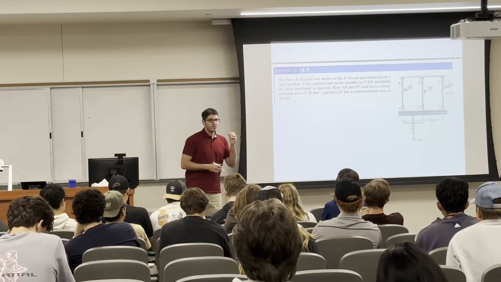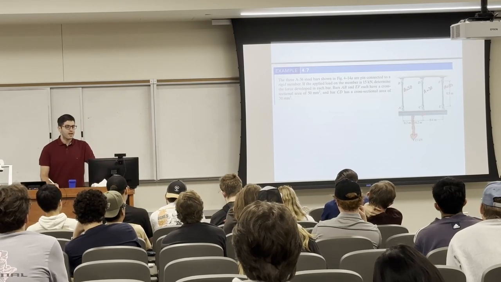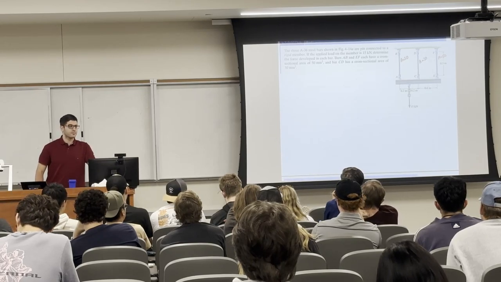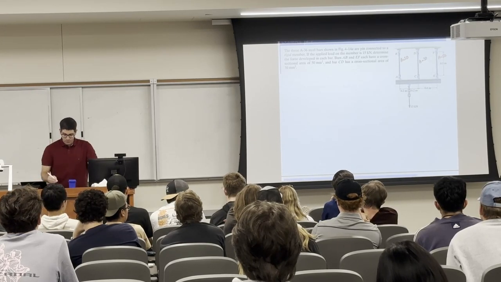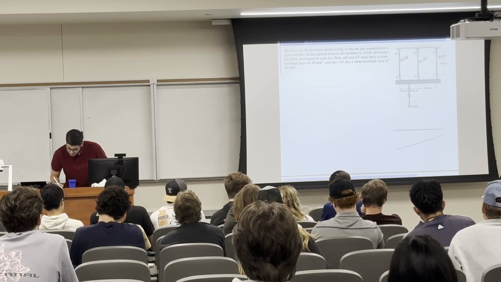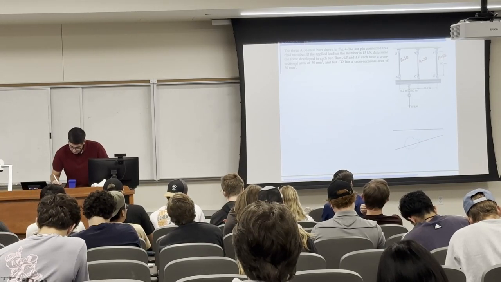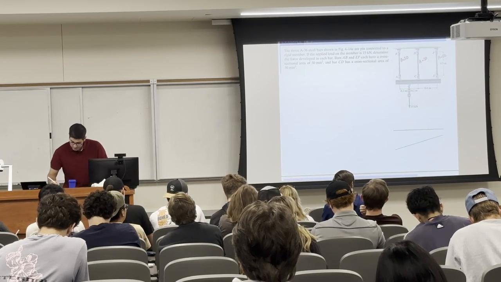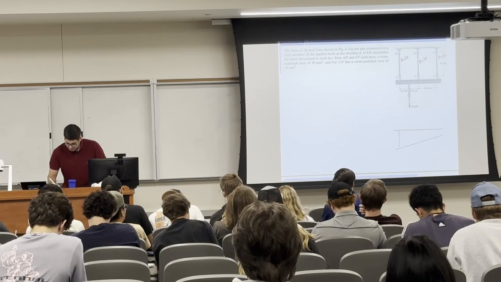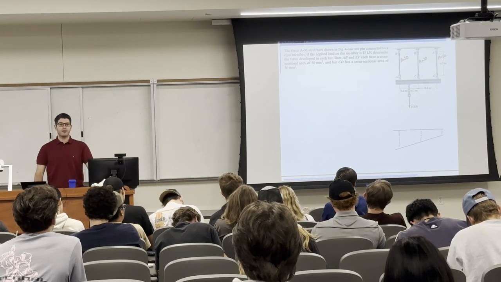Okay, due to this force, it's not in the middle. How is this thing going to deform? It's going to deform like this. Okay, so member AB is going to elongate this way. Member CD is going to deform this way. Member EF is going to deform that way.